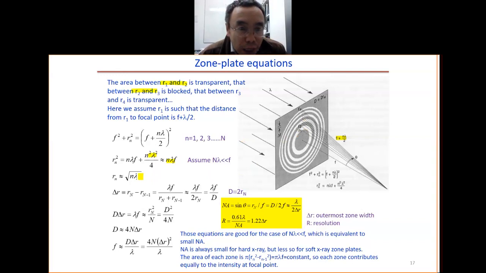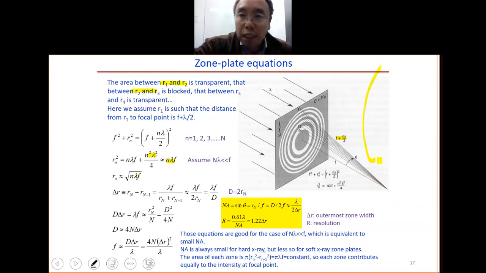So we know the wavelength we want, we know the focal point we want, we know the number n, then we know the Rn value. So you can see that even though this is a lens, this is not a good lens because different wavelengths will be focused at different spots. So this is not good. They have very large dispersion.